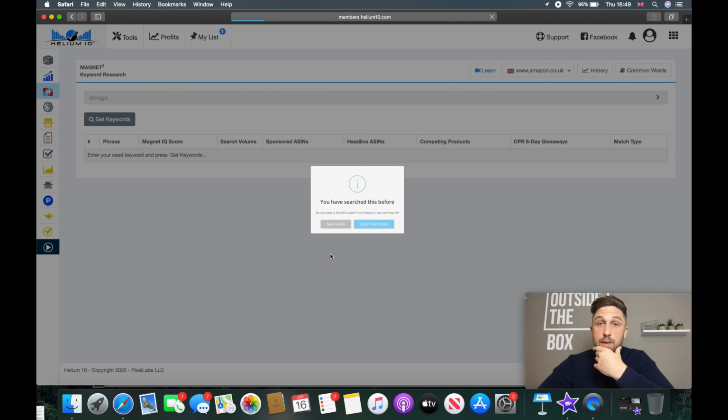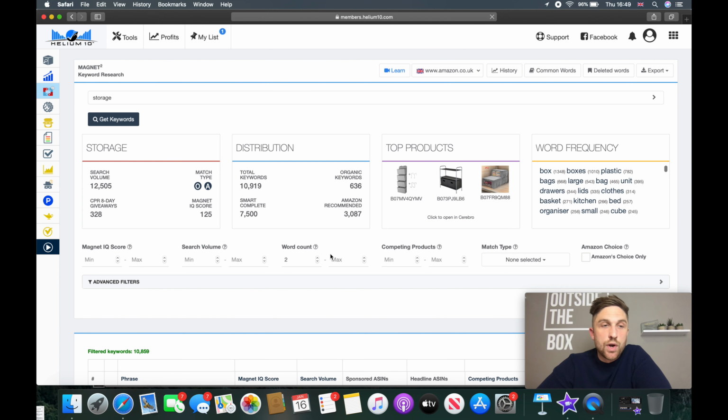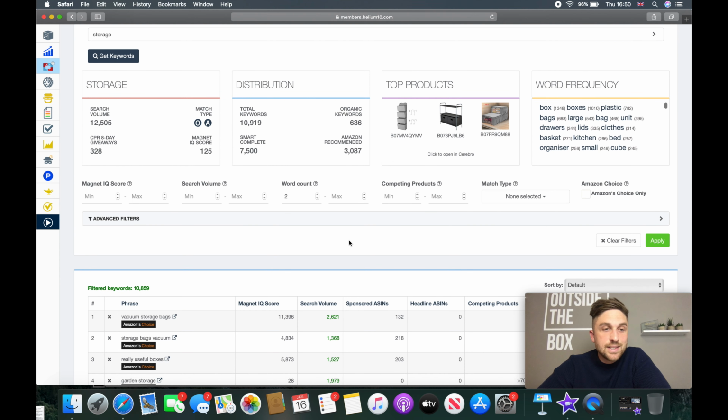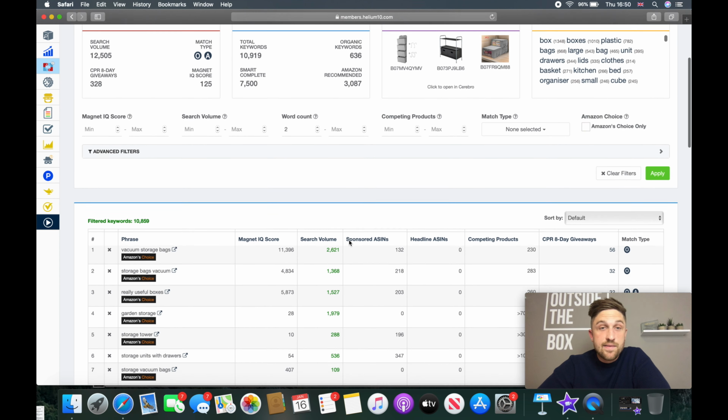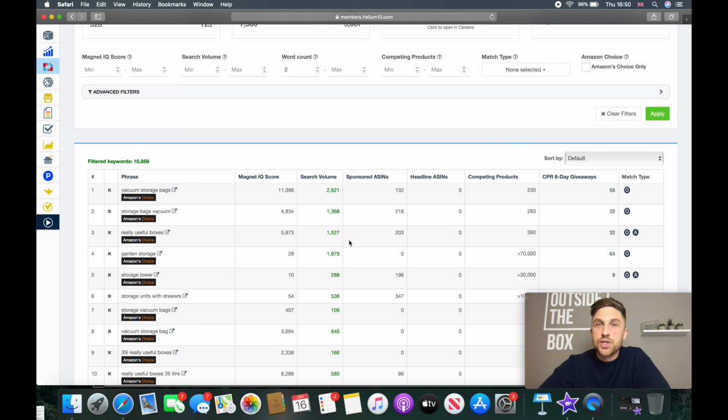So let's imagine that you have done your research and the term storage is far too competitive. Let's see what it presents to us. So we're presented with a variation of different search terms or search phrases. Okay, now we can see those down the left side of the page.